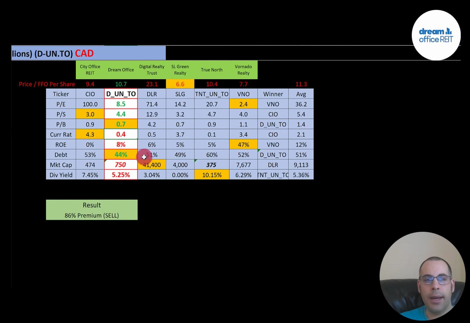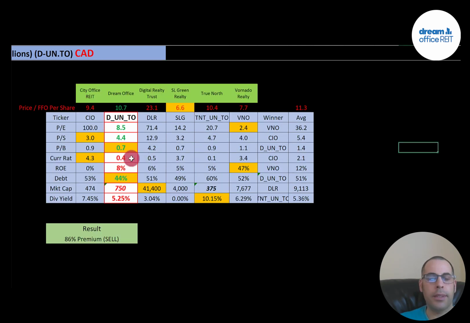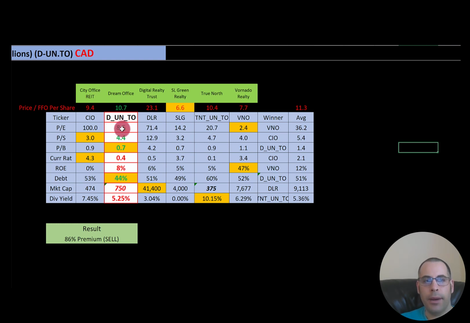They have the lowest debt of all the companies, and they're on the smaller side of all the companies at only 750 million Canadian dollars. Their dividend yield is a little lower than average at 5.25%. The average is 5.36%. So to summarize, I have them trading at an 86% premium. Their ratios look okay, but their financials look pretty bad because their revenue keeps going down.